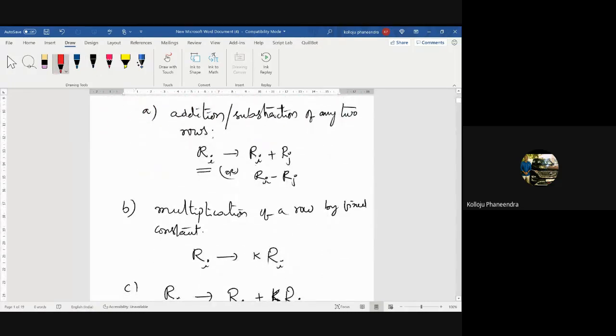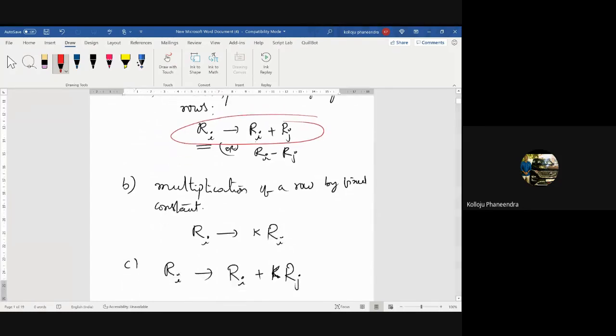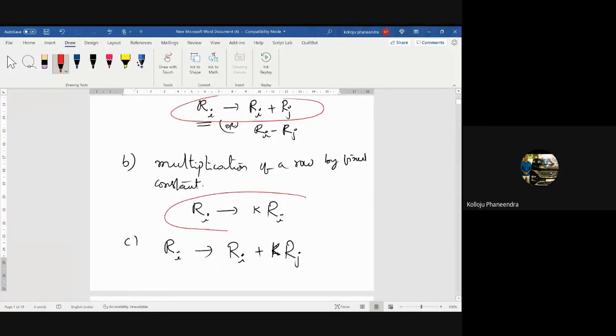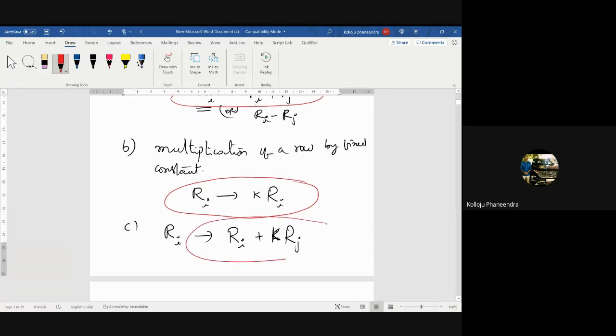Elementary row transformations. First one is what? I can add any two rows of a matrix. Second, I can multiply a row by a fixed constant. And the third one, addition of a constant multiple of a row to another row, Ri plus k into Rj. These are elementary row transformations.